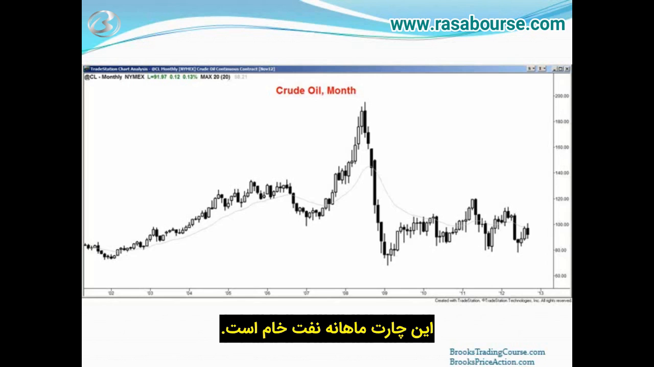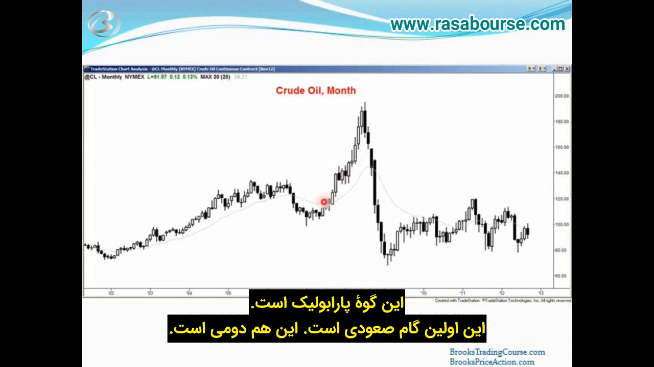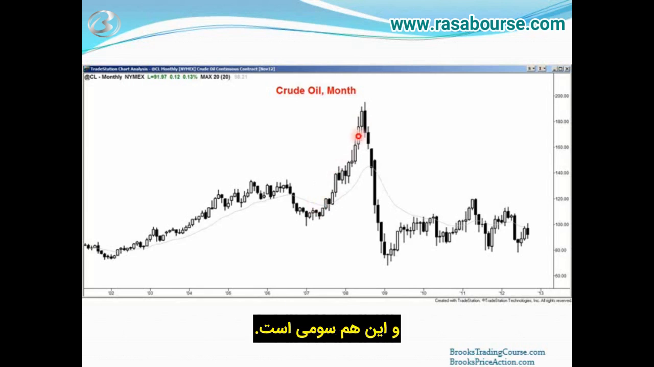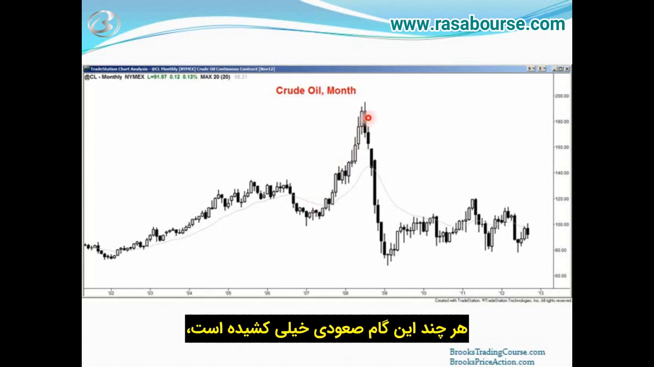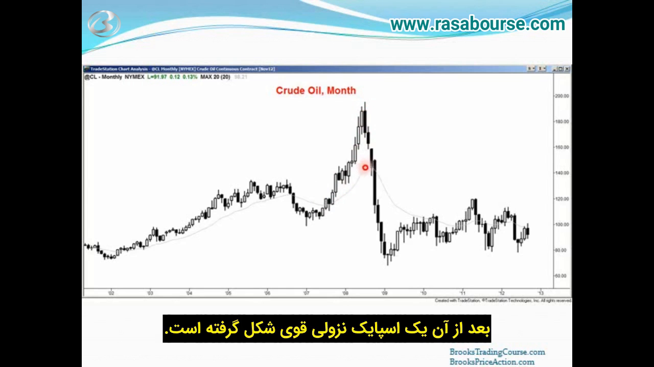This is a monthly chart of crude oil, and it had a parabolic wedge and higher high. Big up, big down. So here's the parabolic wedge, first push here, 2, 3. You can call it a higher high major trend reversal, even though it's very stretched out. It was followed by a huge bear break, a huge bear spike.